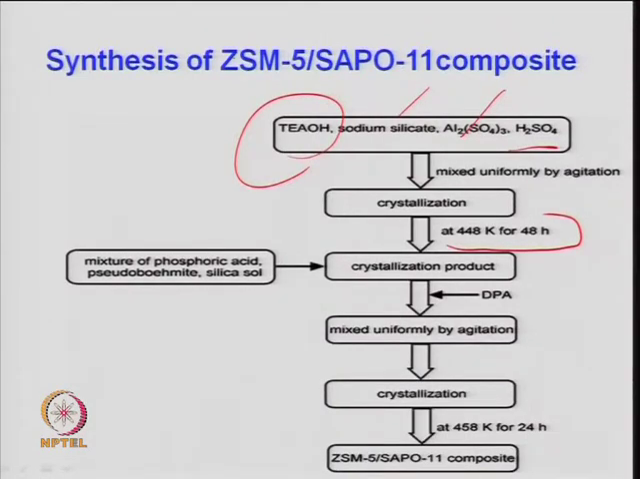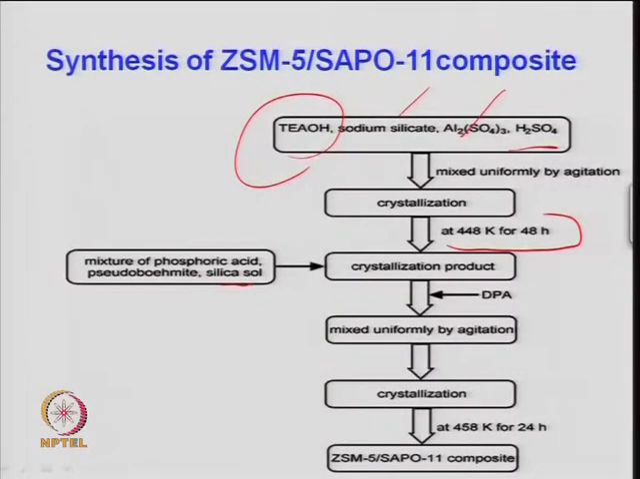This is one step for just ZSM5, but if SAPO is required, you have to add a mixture of phosphoric acid, some pseudoboehmite, which is again a kind of fine alumina powder, and silica solution. It may be some tetraethyl orthosilicate or some silica in dissolved, solution form. This can be added during this process along with some amines, then you mix them uniformly, agitate, crystallize, and you will have a composite ZSM5 SAPO11.